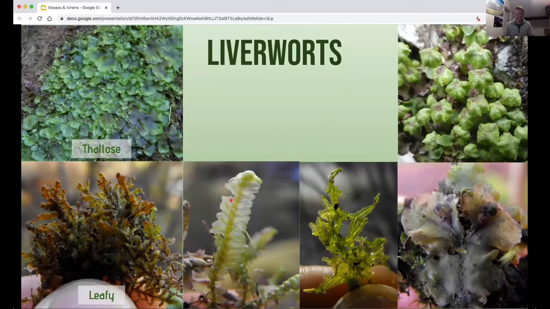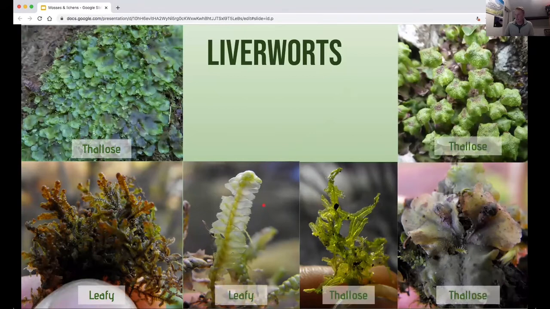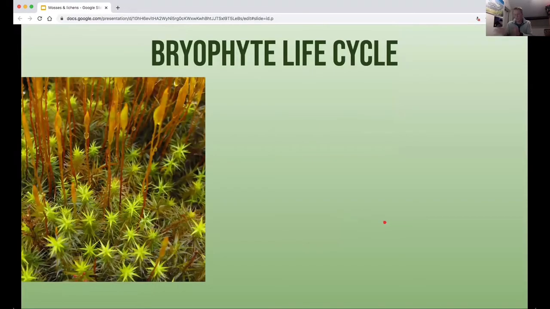So this one is known as a snake moss, and that is a leafy liverwort. And the other three are technically all liverworts, but they're thallus liverworts. So these are just additional cells rather than midribs.